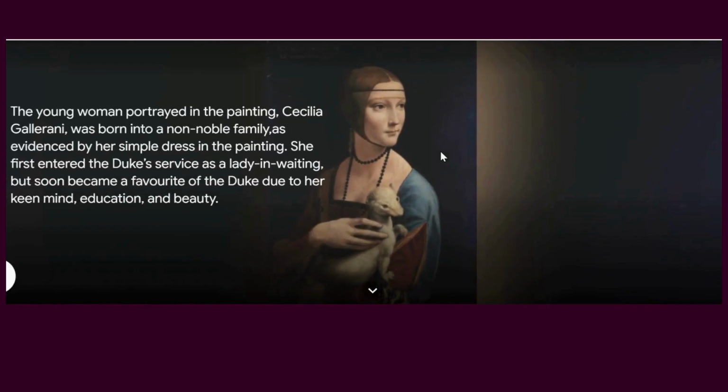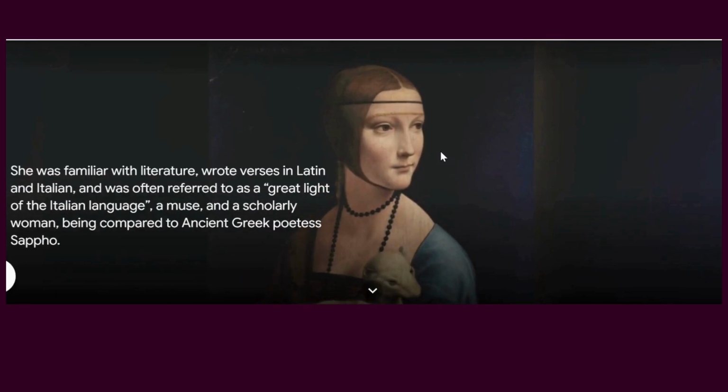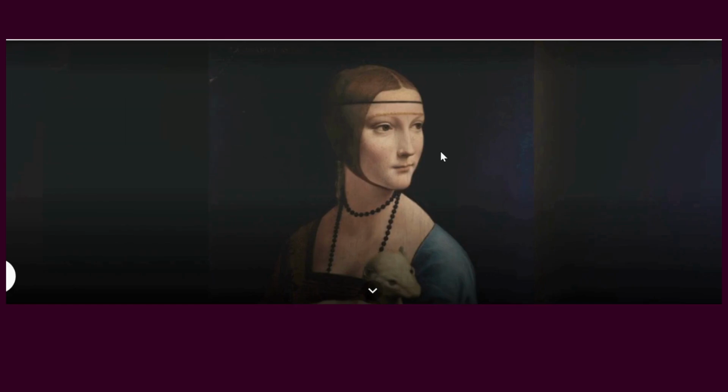The young woman portrayed in the painting, Cecilia Gallerani, was born into a non-noble family. As evidenced by her simple dress in the painting, she first entered the Duke's service as a lady-in-waiting, but soon became a favorite of the Duke due to her keen mind, education, and beauty. She was familiar with literature, wrote verses in Latin and Italian, and was often referred to as a great light of the Italian language, a muse, and a scholarly woman, being compared to the ancient Greek poet Sappho.